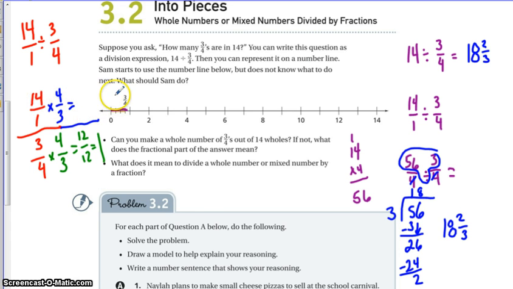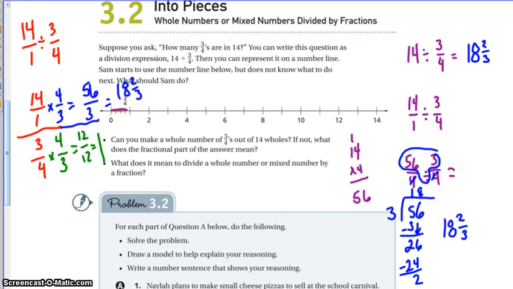then 14 times 4 is 56. 3 times 1 is 3, and I get 56/3, which reduces down to 18 2/3. Okay, and then we'd have over 1, and we'd just simply drop the 1. So this is why the multiplying by the reciprocal works.